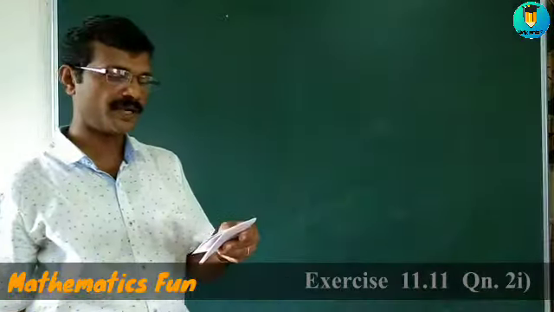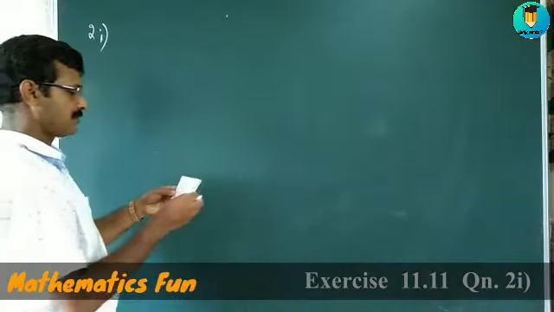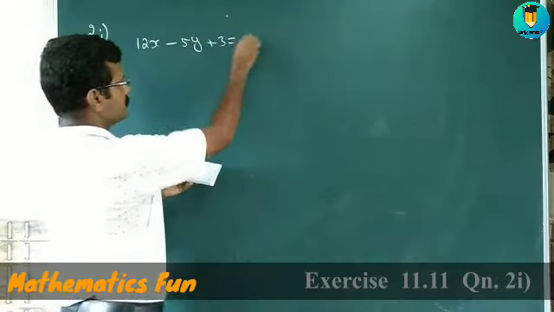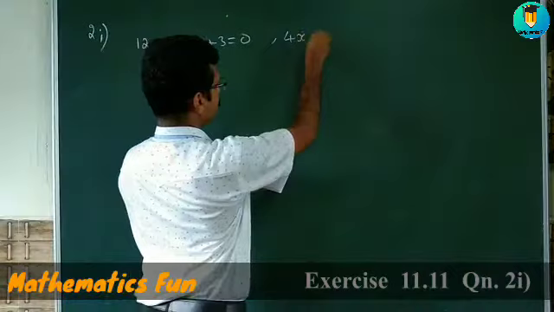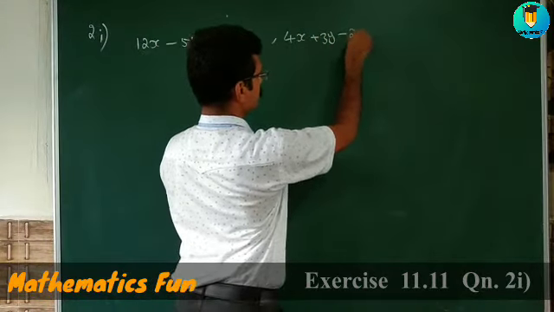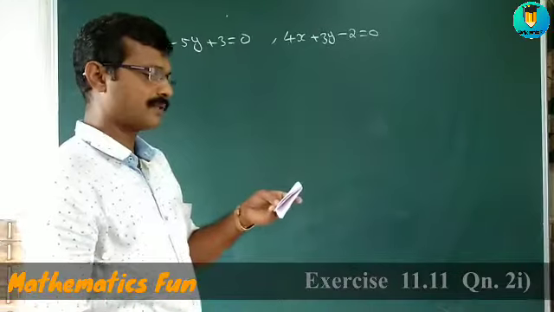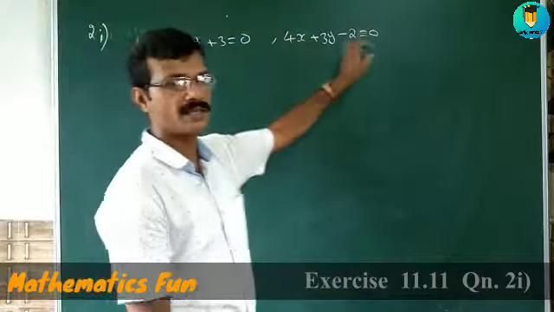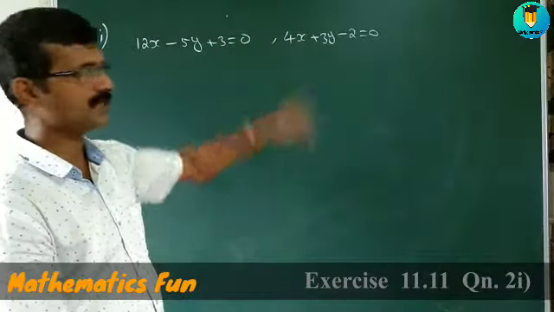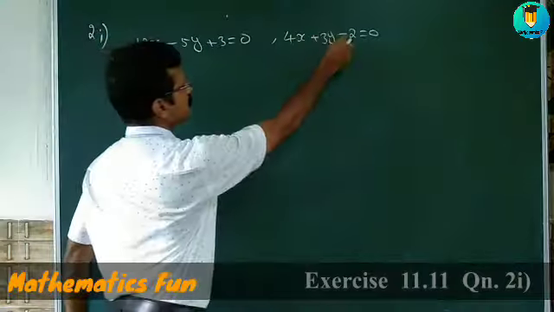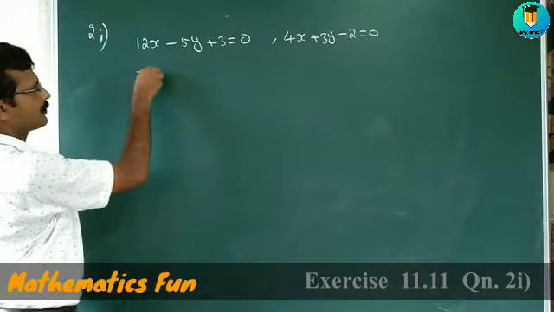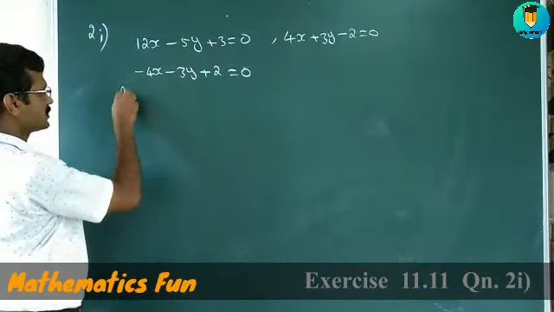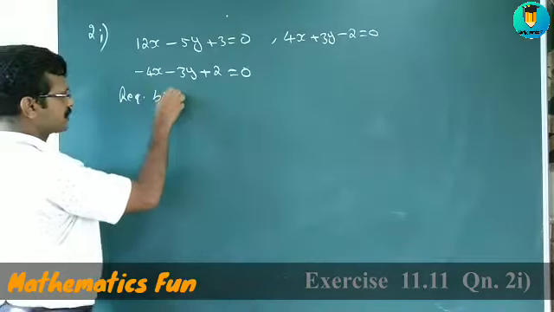The question is, find the bisector of the angle between the lines 12x minus 5y plus 3 is equal to 0 and 4x plus 3y minus 2 is equal to 0, in which the origin lies. So based on the result I last said, wherever the origin lies, we have to find the bisector through that region. So here you will make it plus. We will make it minus 4x minus 3y plus 2 is equal to 0. Then the required angle bisector.